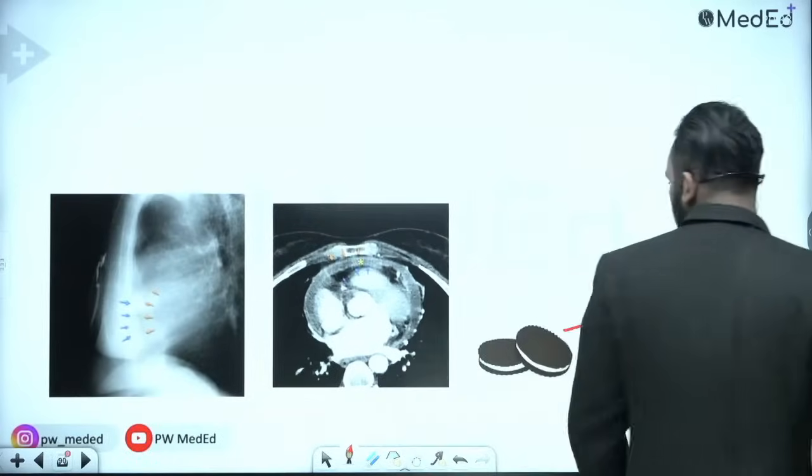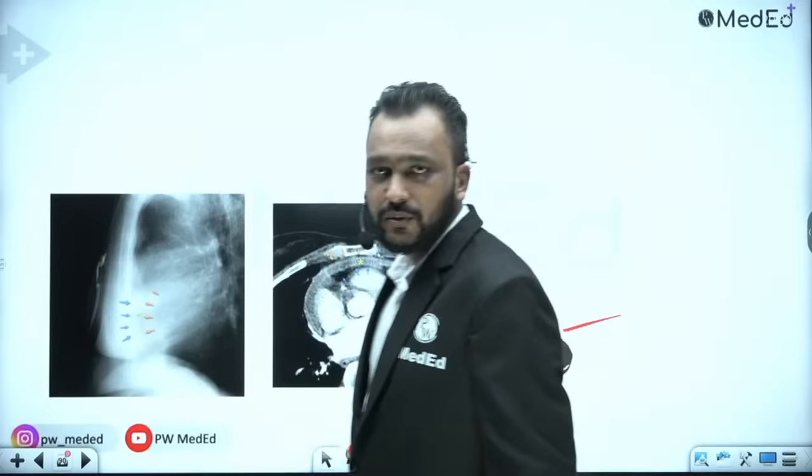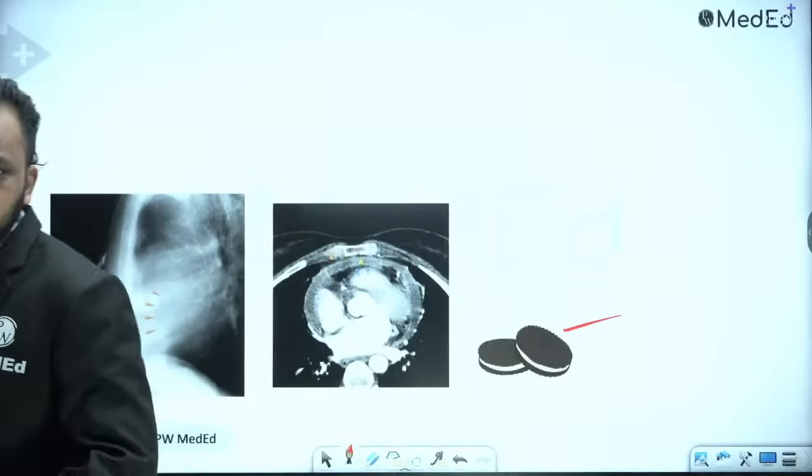So anyone is feeling hungry? Looking at the biscuit, Oreo cookie. Looking at the Oreo cookie, anyone is feeling hungry?